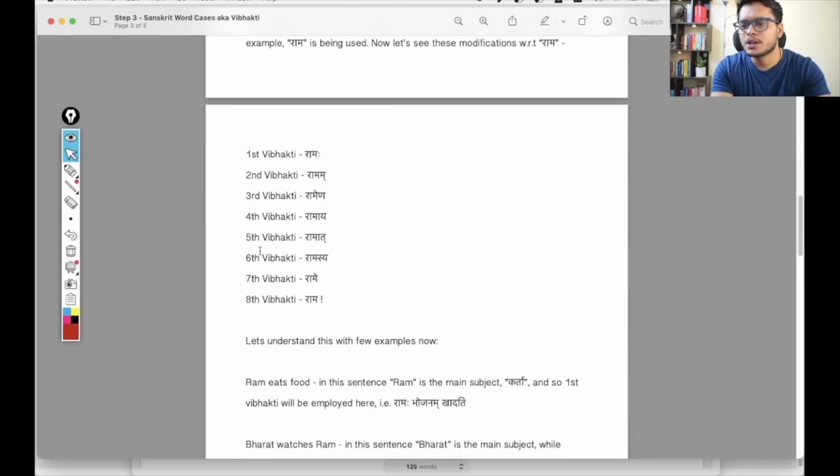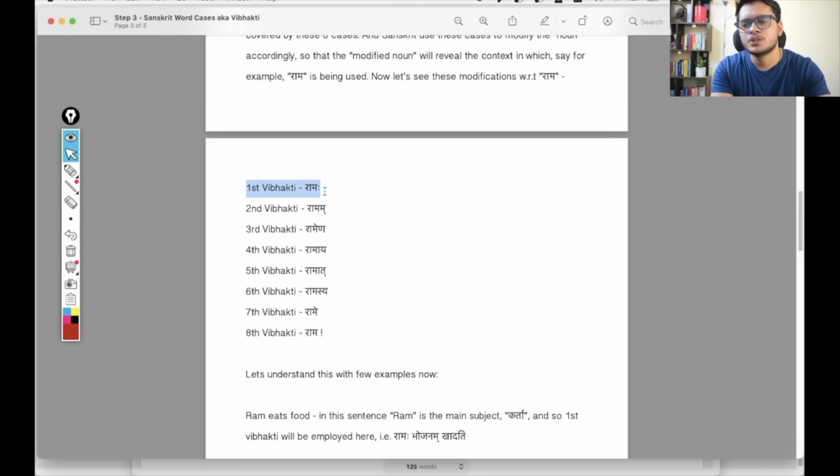And then, we saw the forms of Balak, right? Balak and Ram share the same exact forms. So first case Ramaha, then Ramam, then Ramena, Ramaya, Ramat, Ramasya, Rame, and Ram, and with an exclamation mark, Hey Ram, that sort of thing. So these are the 8 word cases.